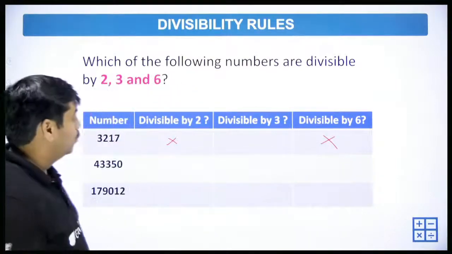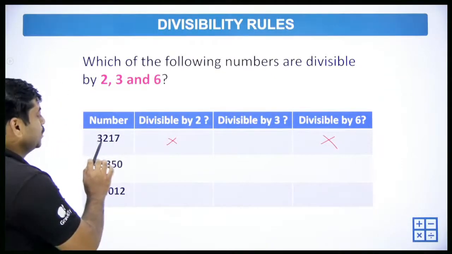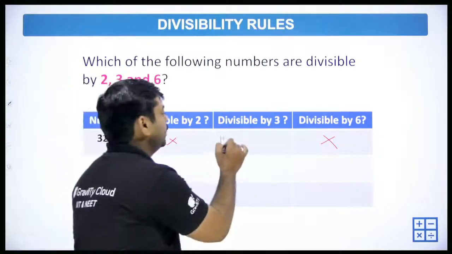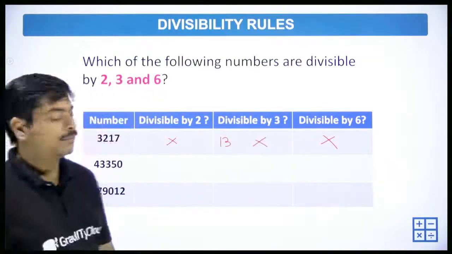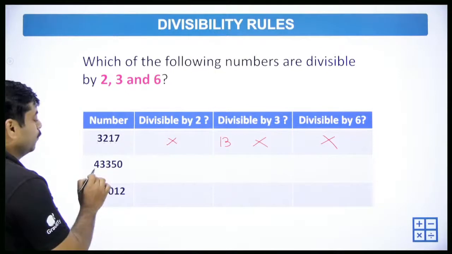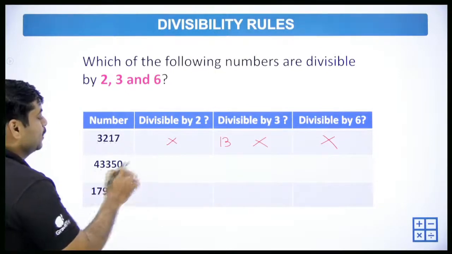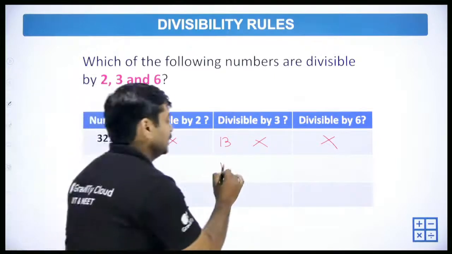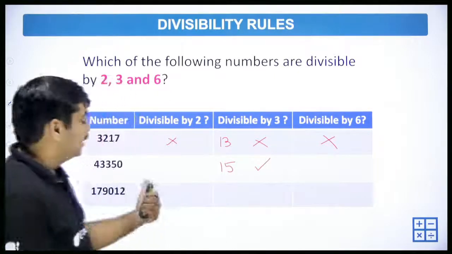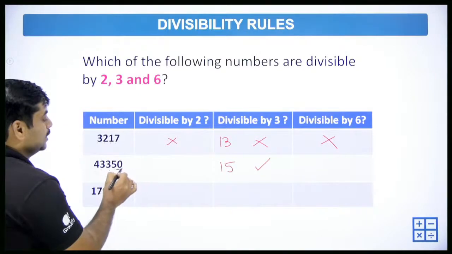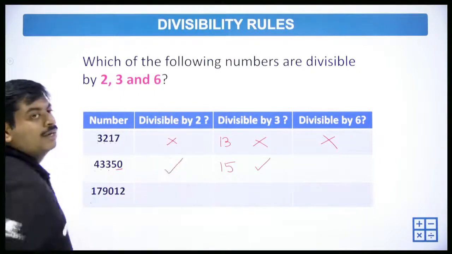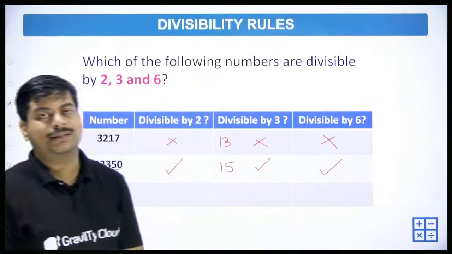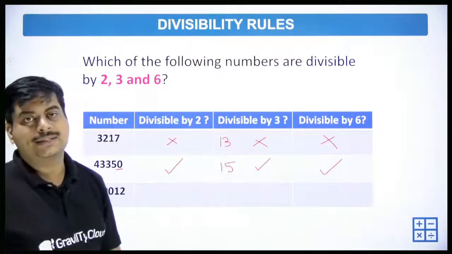But for 3, what we do? We just add the digits. 3 plus 2, 5. 5 plus 1, 6. 6 plus 7, 13. 13 is not divisible by 3. For the next number, the digits add up: 4, 3, 3, 5, 0, 4, 5, 6, 7, 8, 9, 10. 10 plus 5, 15. Sum of the digits is 15. Yes, it is divisible by 3. And here, the last digit is 0. Yes, it is an even number. As these two are true, it is divisible by 6.